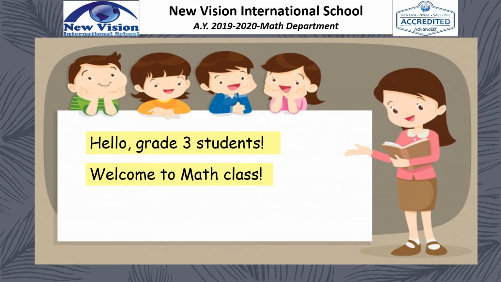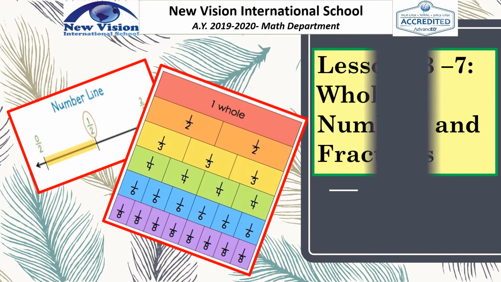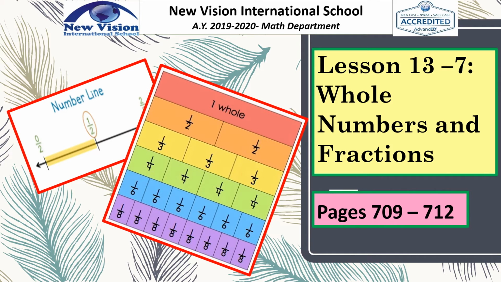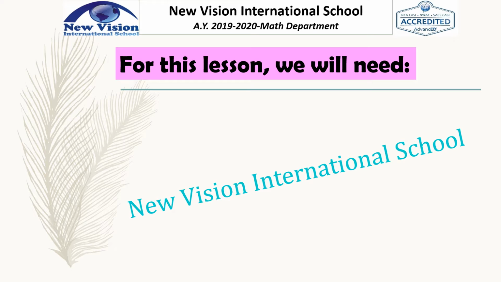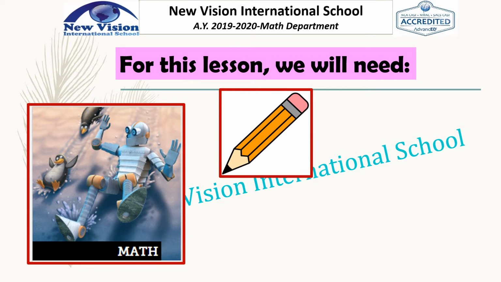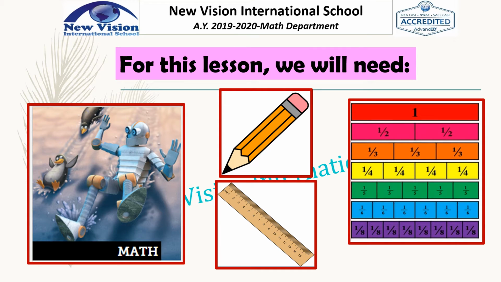For today's topic 13, lesson 7, entitled Whole Numbers and Fractions, on pages 709 to 712. For this lesson, we will need your math book, a pencil, a ruler, and fraction strips if you have.